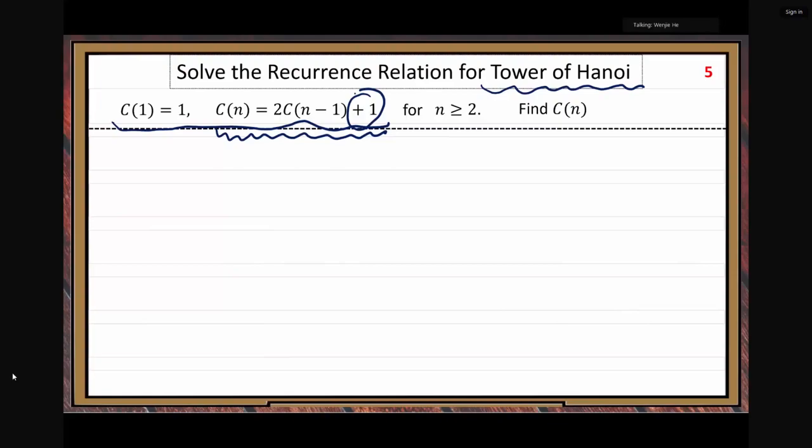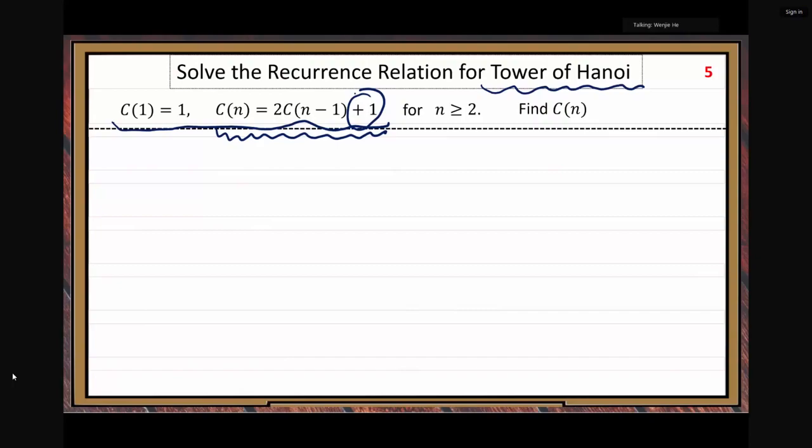is it easier to solve? Think about, if we drop that plus 1 term, C of n equals 2 times C of n minus 1. Do you feel it is easier to solve? Without plus 1? Because you just do iteration. Keep doing iteration, right? Every time you multiply by 2. So it's easier to solve.